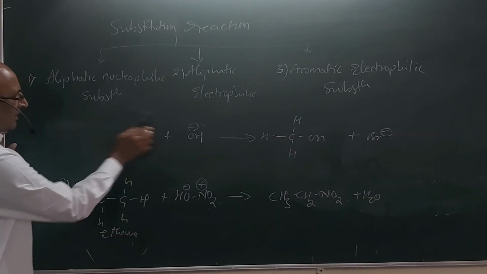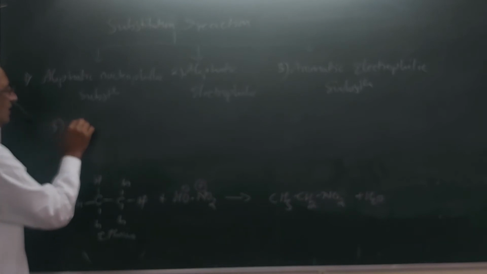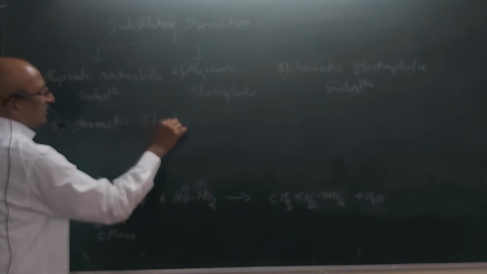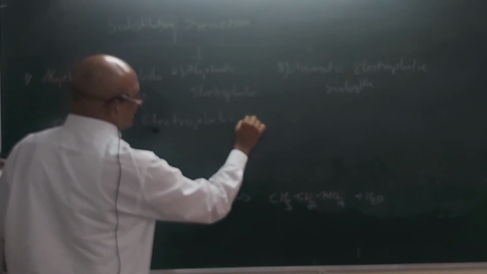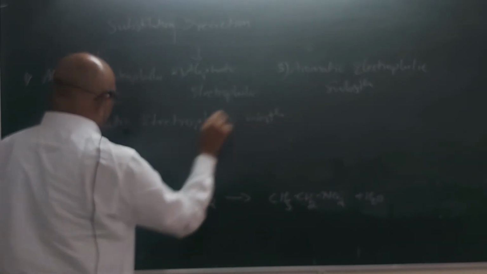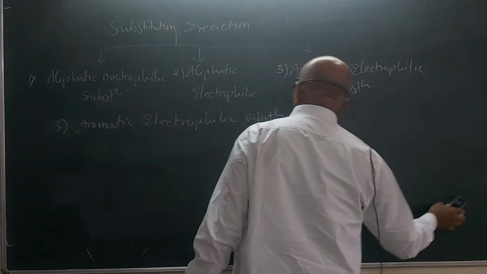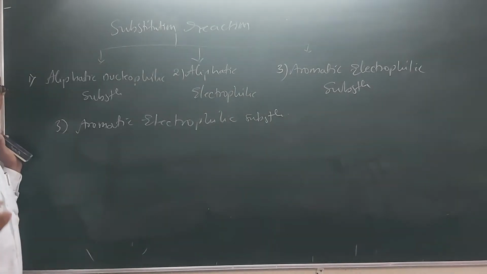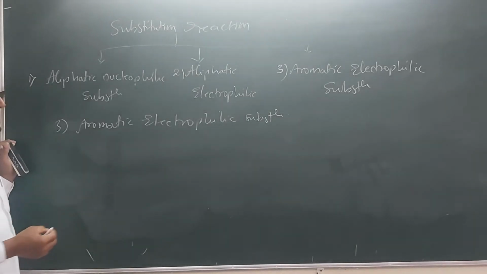And the third one is the aromatic electrophilic substitution reaction, in which we have studied the reactions of benzene. In benzene, the hydrogen atom is replaced by different types of electrophiles, and we get reactions like nitration, sulfonation, halogenation, alkylation, and acylation. These are all electrophilic substitution reactions.